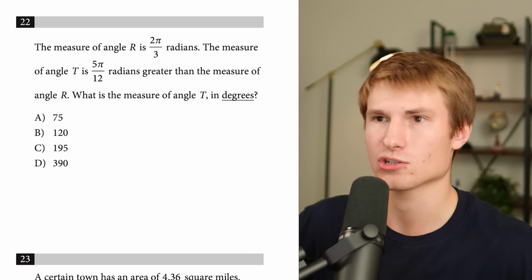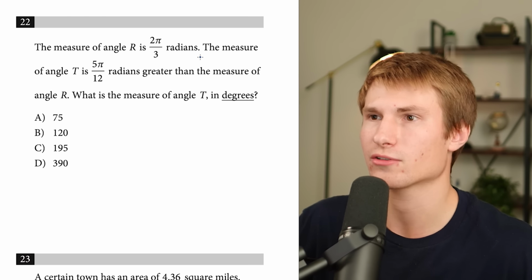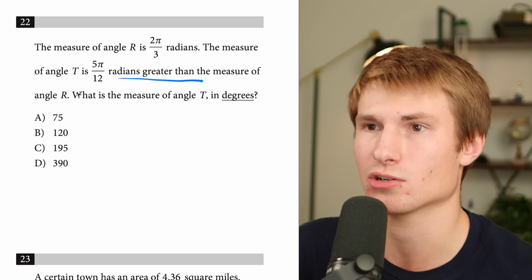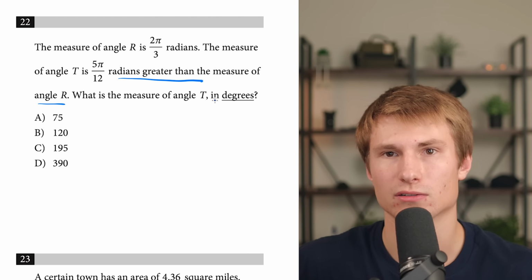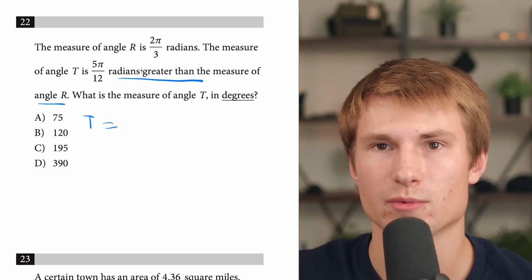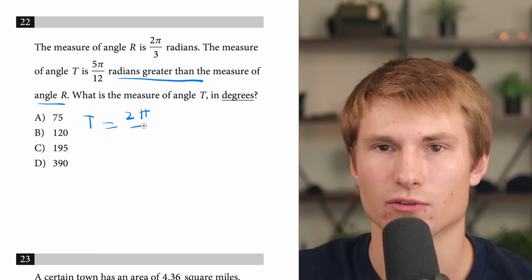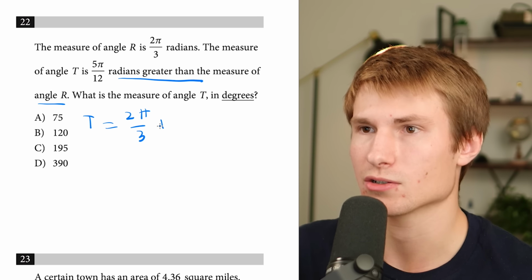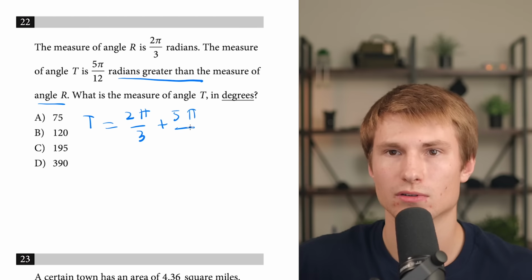Okay, there we go. Question 22. The measure of angle R is 2 pi over 3 radians. The measure of angle T is 5 pi over 12 radians greater than the measure of angle R. What is the measure of angle T in degrees? Okay, so we know that angle T, I'm just going to call that T, is going to equal the measure of angle R, which is 2 pi over 3. And then it's going to be 5 pi over 12 greater than the angle R. So plus 5 pi over 12.